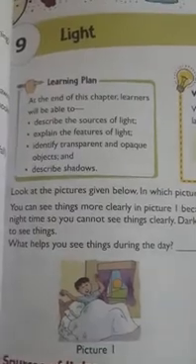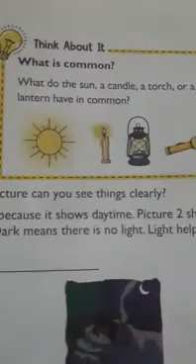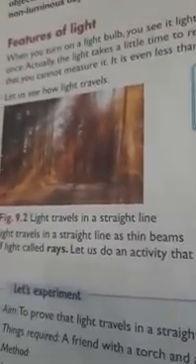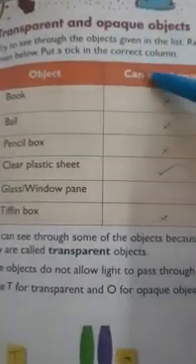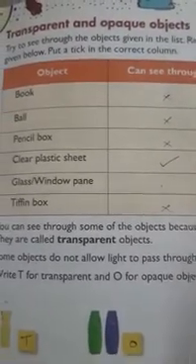In the previous video, part 1 of this lesson, we studied some sources of light. We also saw the features of light. We saw that light travels in a straight way, and we saw light beams and rays also. In today's video we will see transparent and opaque objects. Okay, let's start our lesson.